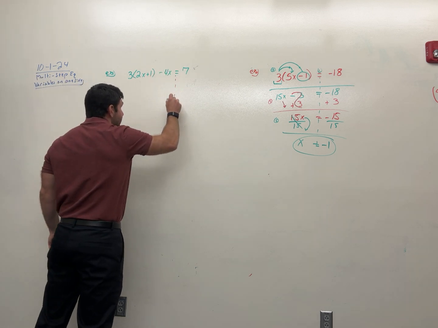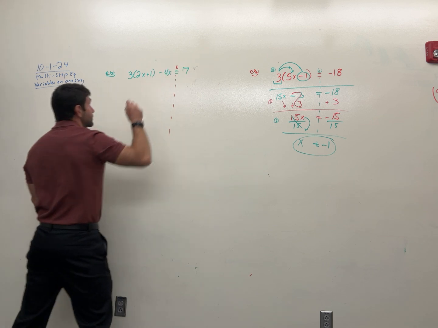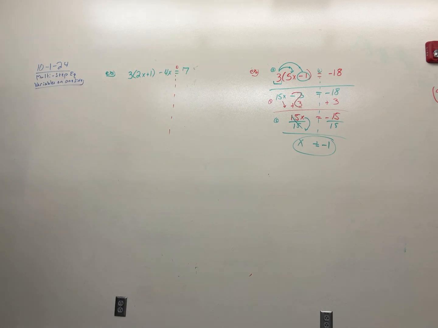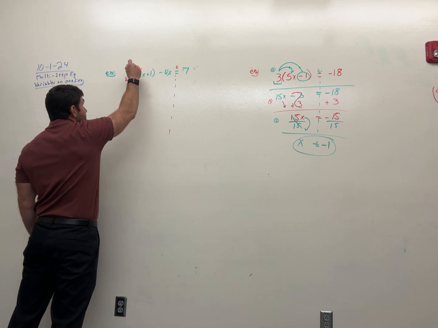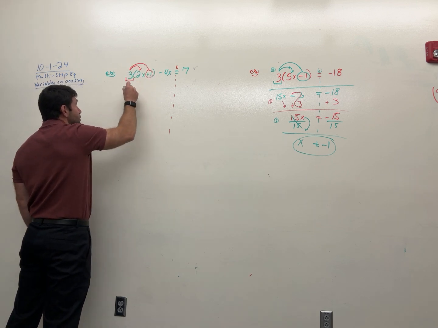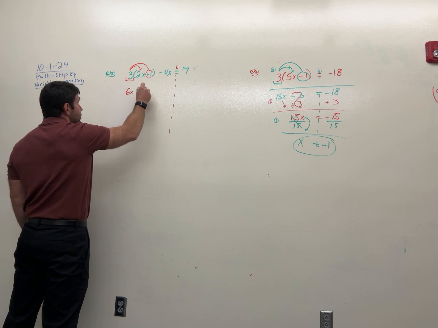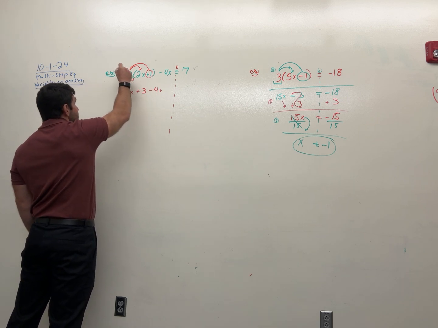Step 1 is the balance point. There's step 1. Step 2 says to distribute if needed. I need to, because there's something smack dab up against the parenthesis. And y'all did this great, 6x plus 3 minus 4x. So there was step 2.